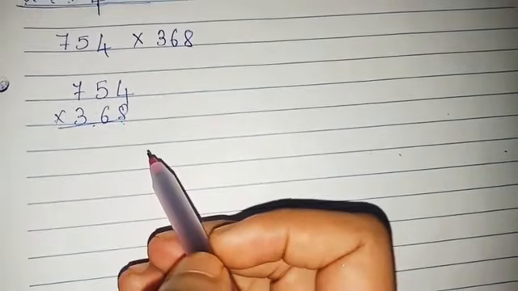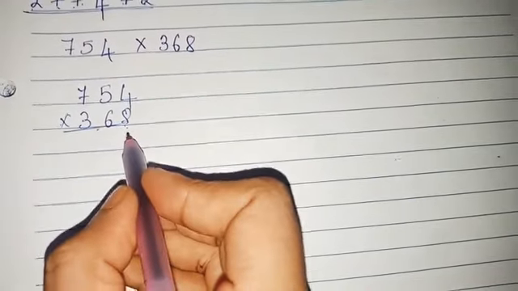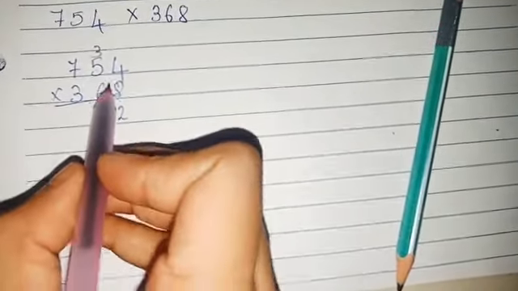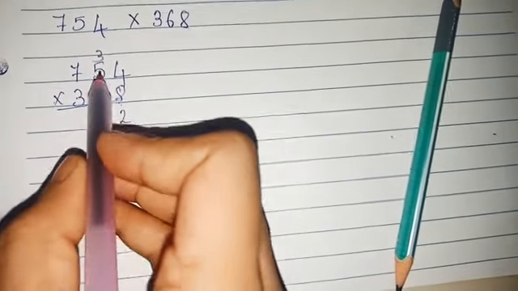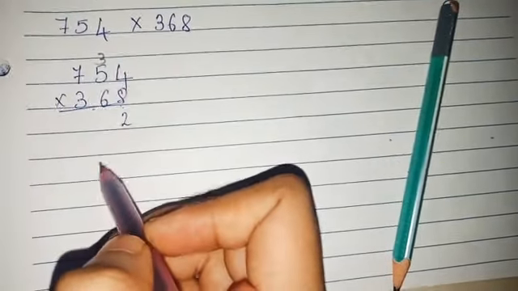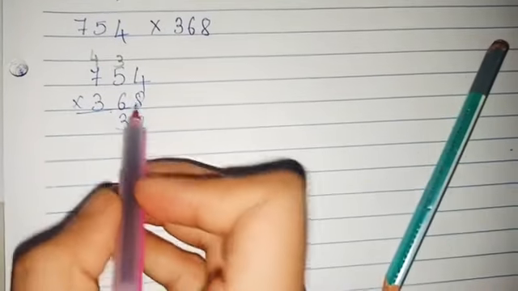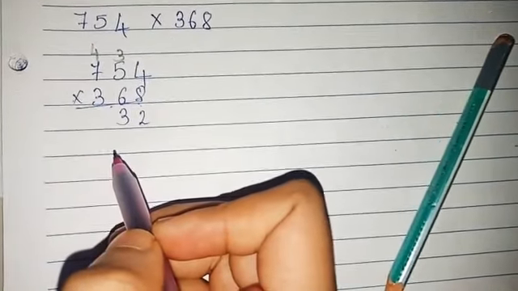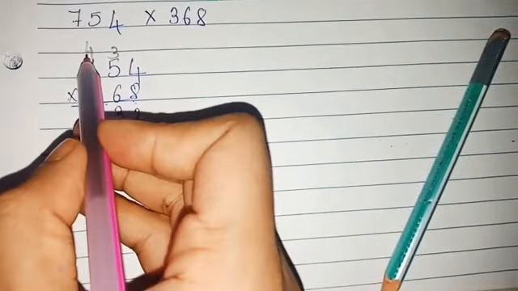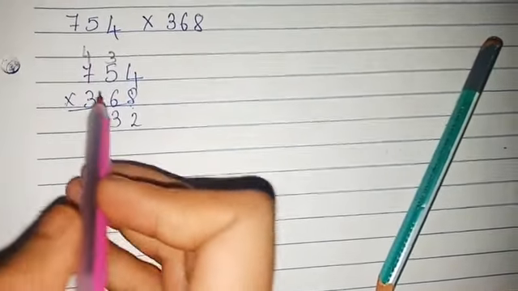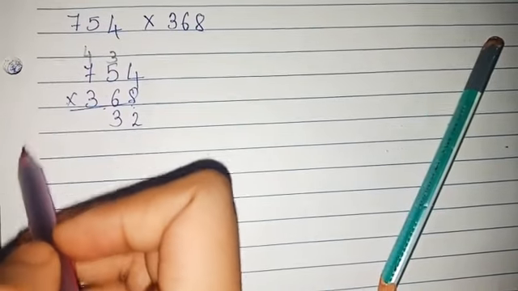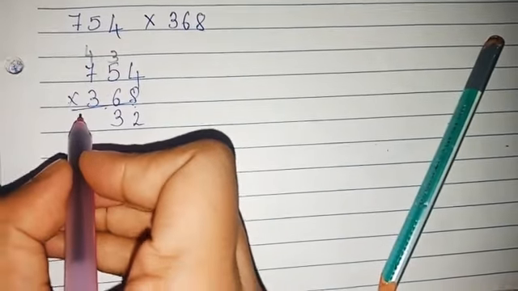8 fours are 32. 2 will come here and carry forward 3. Right? Now 8 fives are 40. 40 plus 3, 43. 3 will come here and carry forward 4. Got it? Now 8 sevens are 56. 56 plus 4, 60. There is no more number over here, so I will directly write 60. Okay?